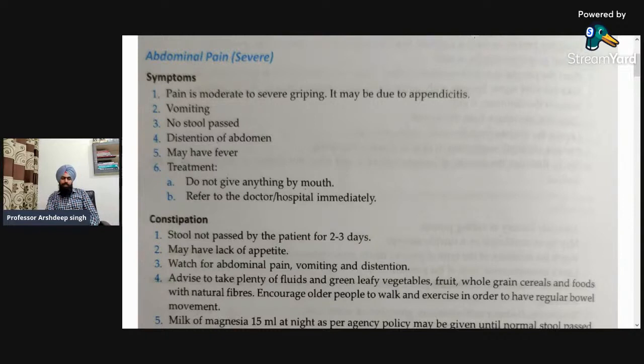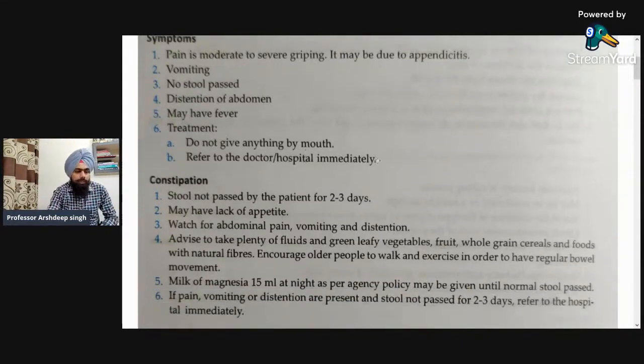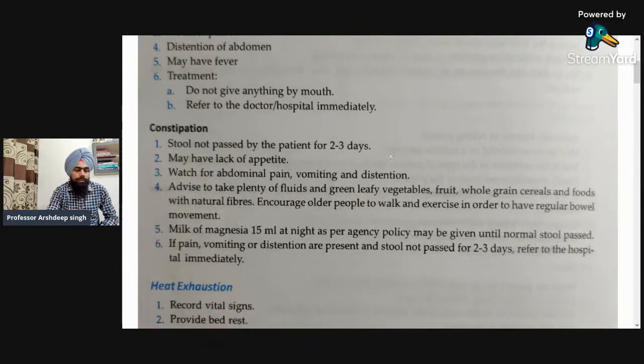And next is the treatment. Do not give anything by mouth. Refer to the doctor and the hospital immediately. When the person is feeling abdominal pain, diet should be restricted, and a semi-solid or liquid diet must be given to the patient. That was about abdominal pain. Next one is about constipation.